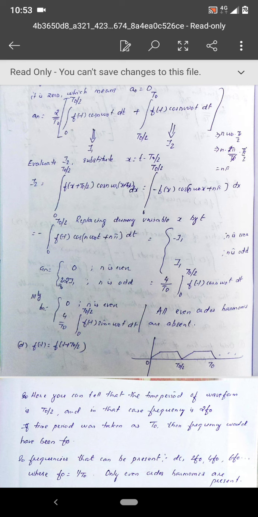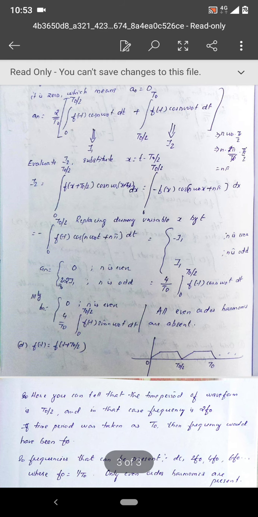Now, what happens when n is odd? When you add to the angle, that is cos of n omega naught t, odd multiples of pi, that is n omega naught t plus pi, plus 3 pi, plus 5 pi, everything like that, then what happens?